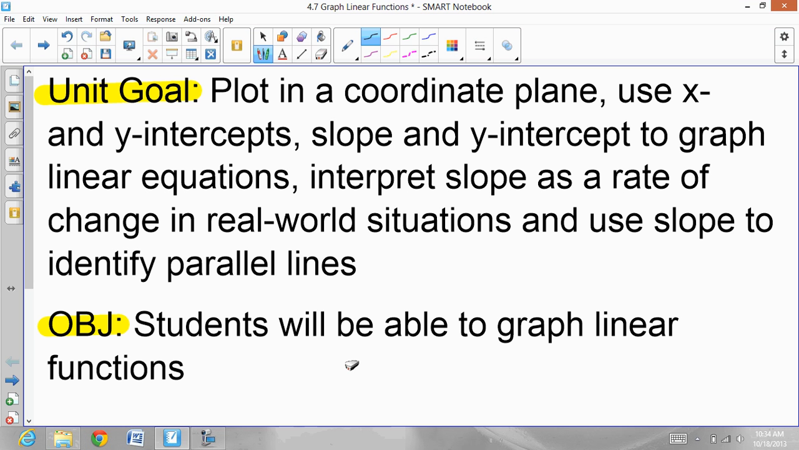The objective for today is to learn how to graph linear functions and understand what a linear function represents. We are on Unit 4, and the goal for the unit is 4.7, graphing linear functions.